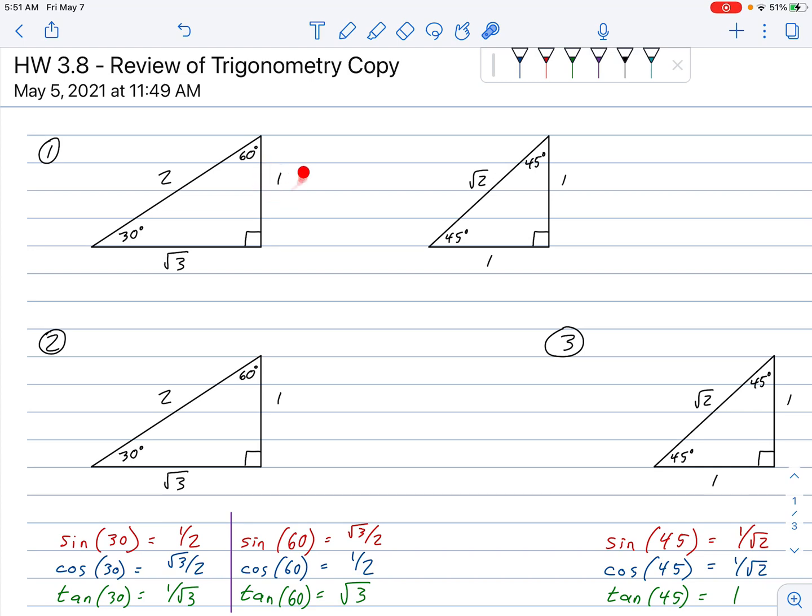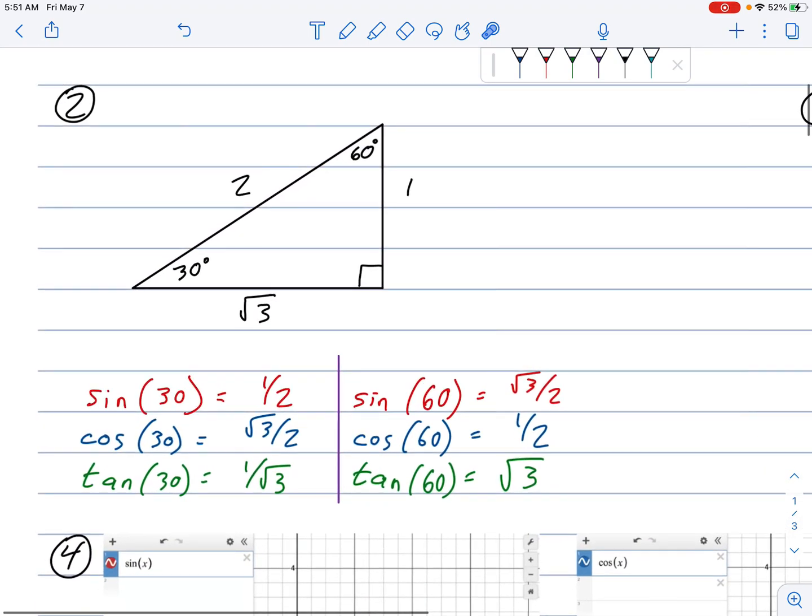So I say 1, radical 3, and 2, where the 1 is across from the 30, the radical 3 is across from the 60, and then the 2 is across from the right angle. And then same for 45, 45, 90. 45 is 1, 45 is 1, and across from the 90 is radical 2. Some people wrote 2, 2, 2 radical 2, or x, x, x radical 2. That's all fine, but this is how we'll memorize it for our trig functions down here.